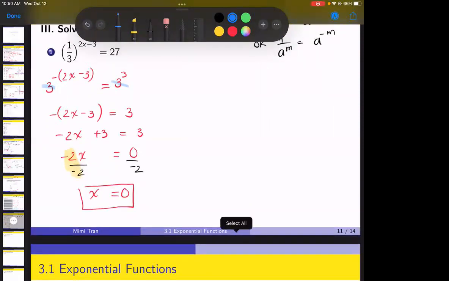So far, so good. It's just getting more elaborate, but that's the same procedure. As long as you make it to the same base, then you're good from there.